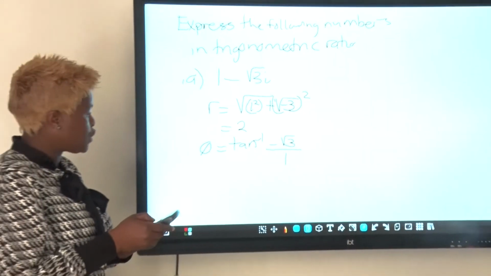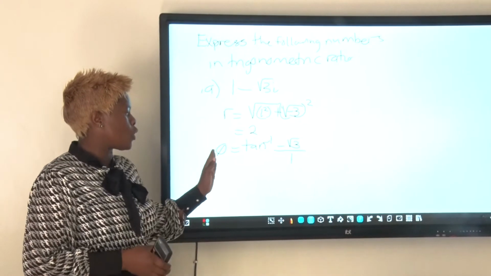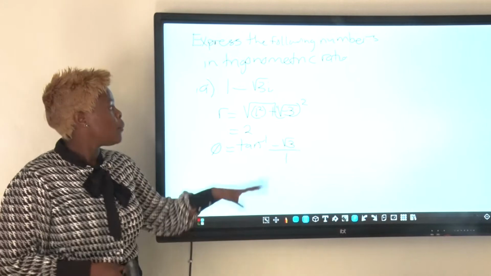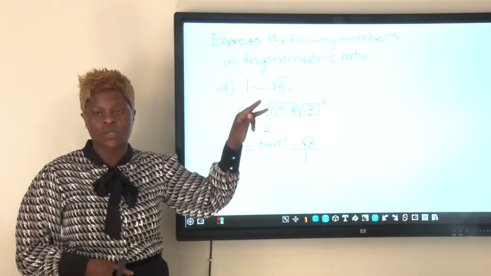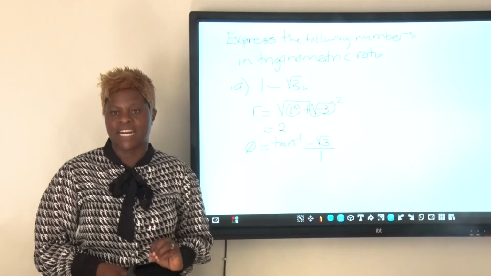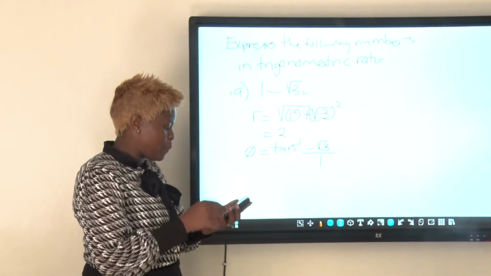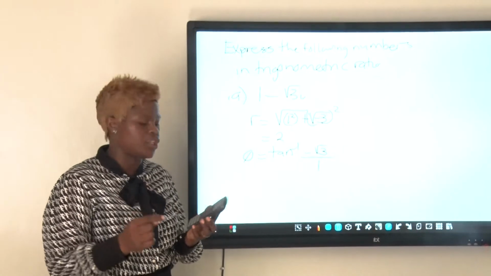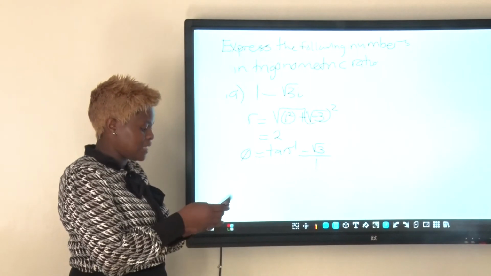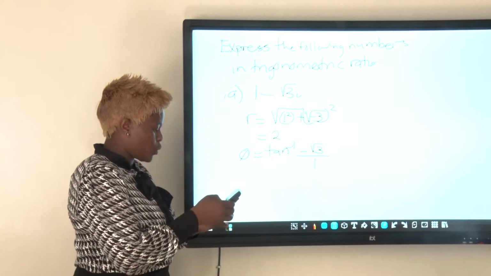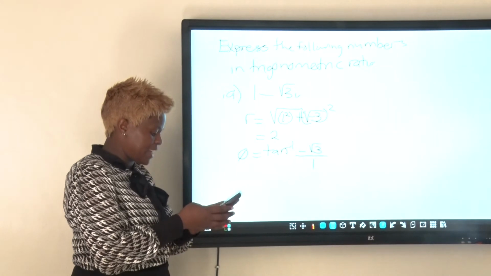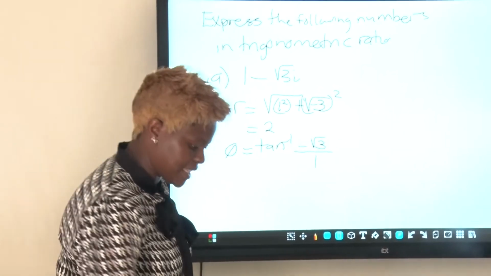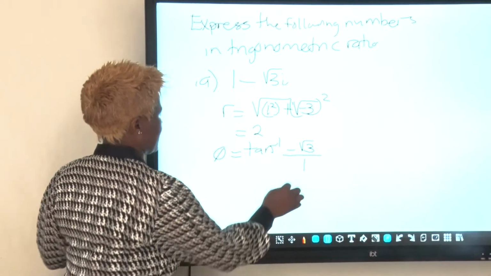I will teach you how to punch your calculator in degrees, then change to radians. Because when you are dealing with the trigonometrical ratios, the answers have to be in radians. So let's start by putting our calculator to degrees. When it's in degrees, it will be written DEG. So you say second function tan of minus square root of 3 divided by 1. The answer that you get there is minus 60.